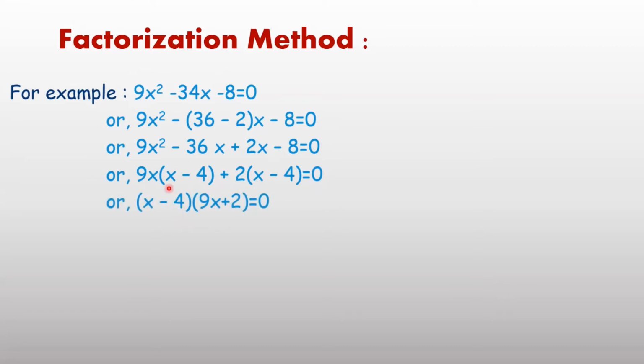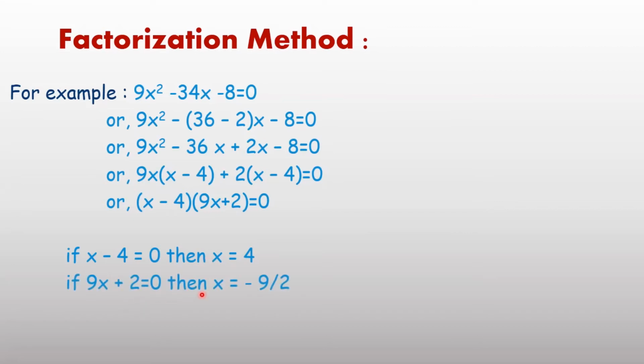Then the second factor you will get is 9x plus 2. If x minus 4 equals 0, then the value of x you can write as 4. Because if the product of two factors equals 0, it implies any one of these two factors is 0, or both are 0. If the first factor equals 0 then the value of x is 4, and if the second factor equals 0 then x equals minus 9 upon 2.